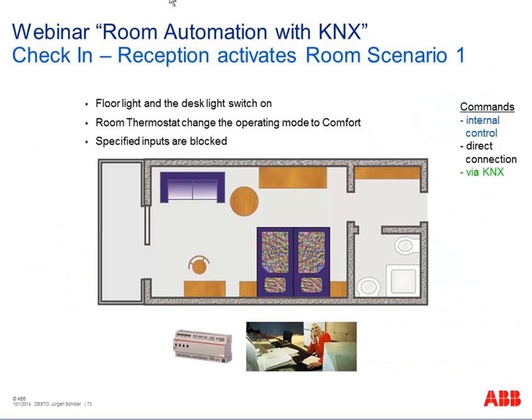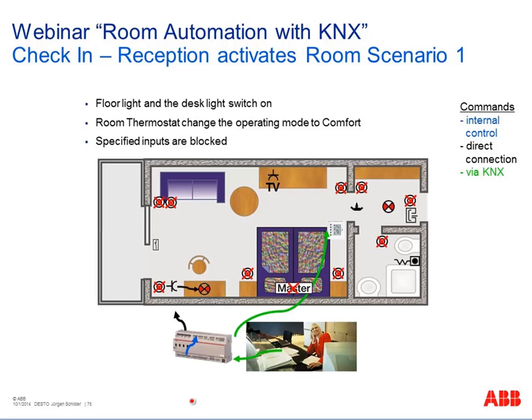So here's a small example of our room scenario number 1, which by default is the check-in at the reception desk. So the hotel guest comes to the lady, he checks into his hotel room, and the lady sends a command via KNX into the room number 320, for example, and calls the room scenario number 1. So this happens via this 1-byte KNX telegram.